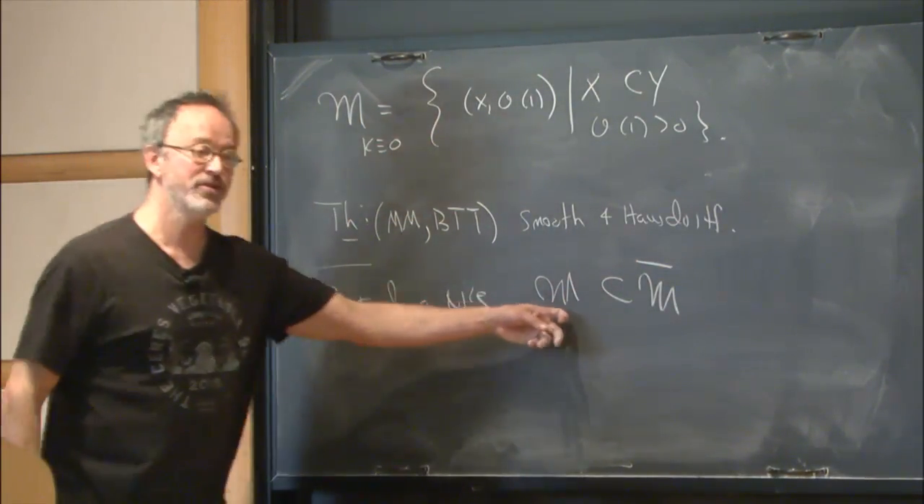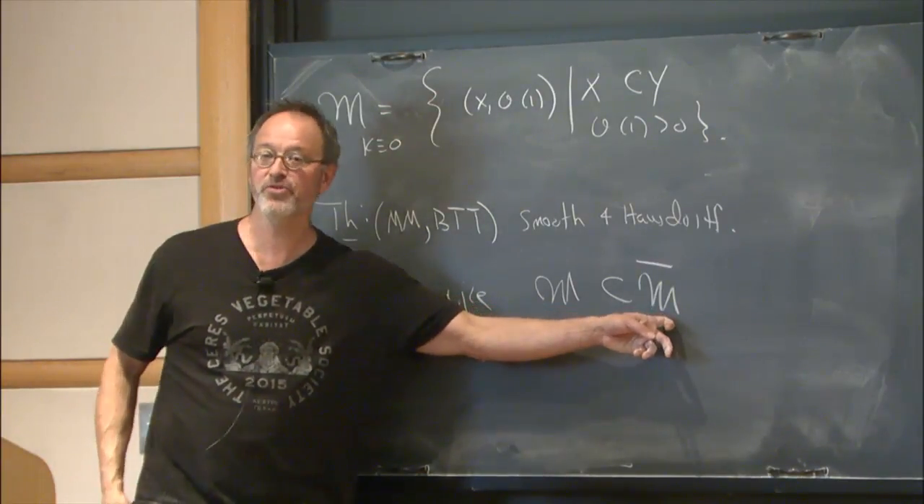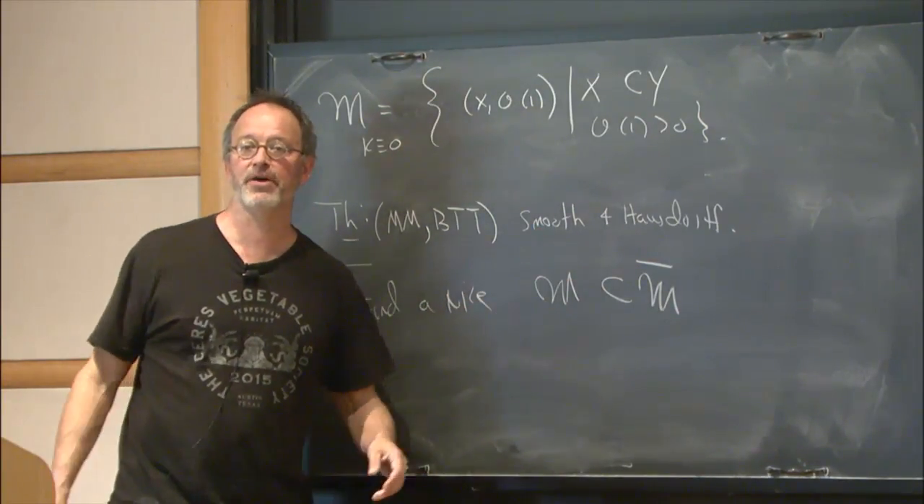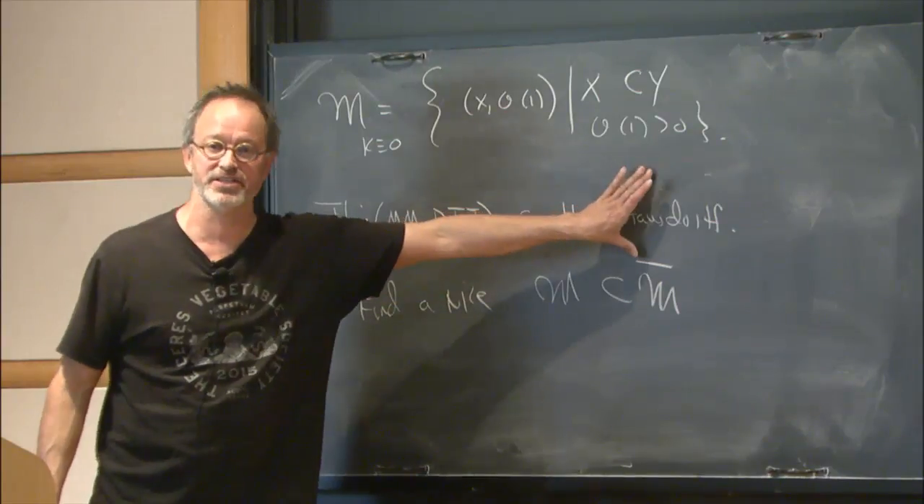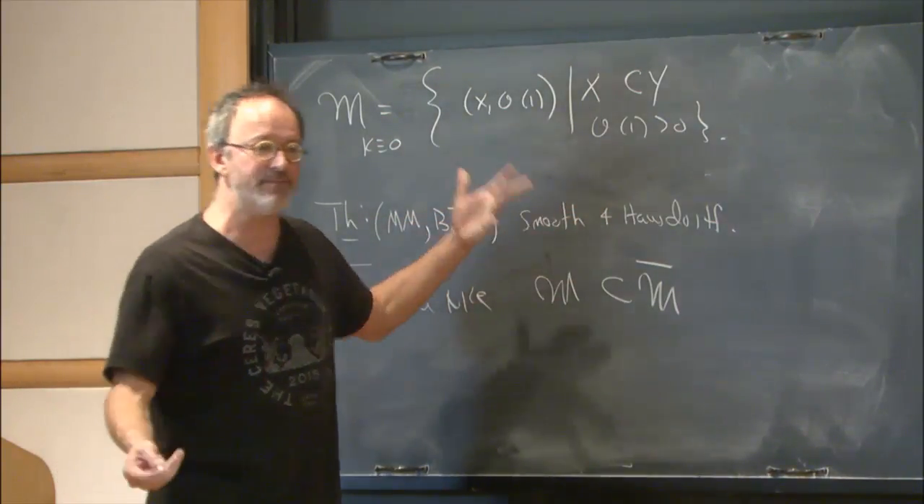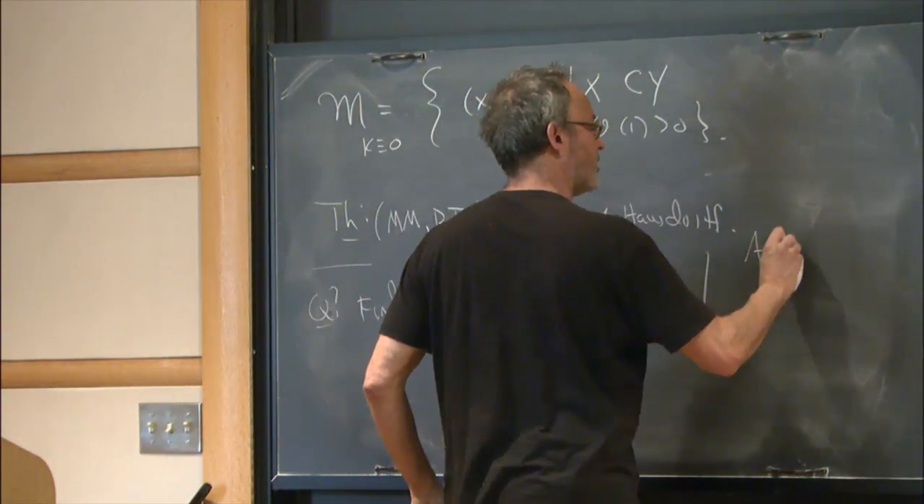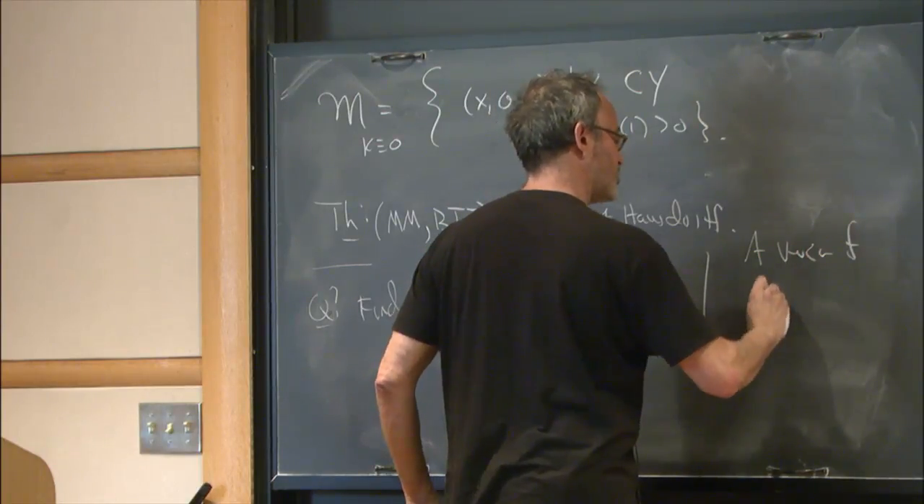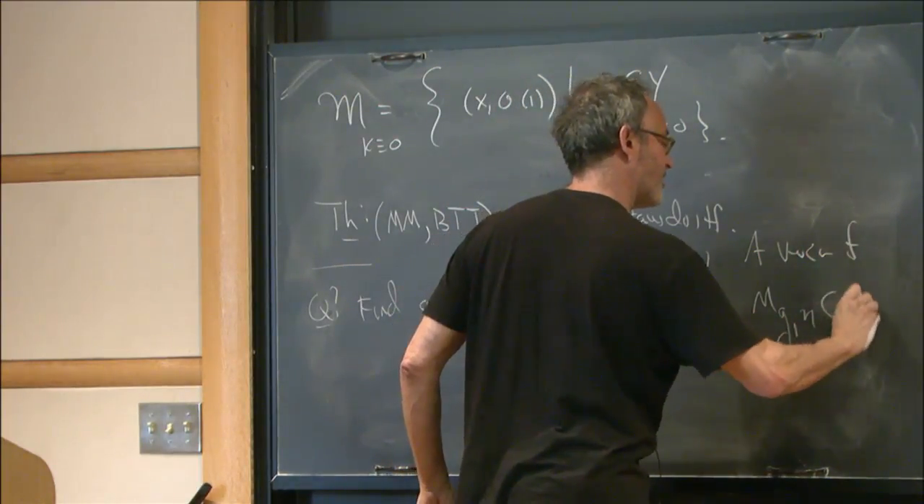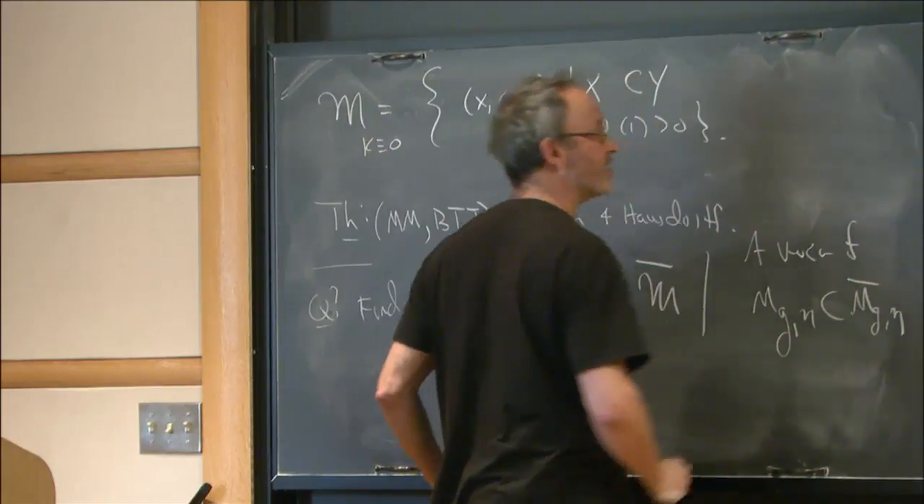So this guy's smooth, so you can hope that this guy is close to smooth. Ideally, maybe smooth with normal crossing boundary. This guy has, of course, a nice family. You would like this to have a nice family, an analog of M_{g,n} in M_{g,n} bar. That's everybody's kind of idyllic example.